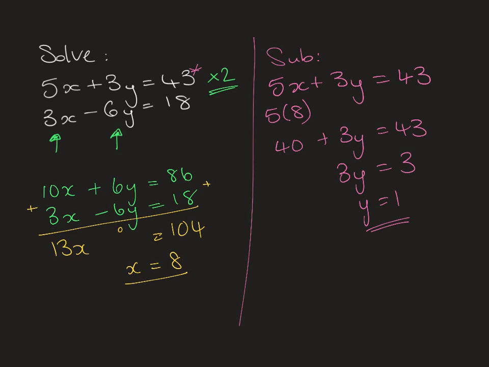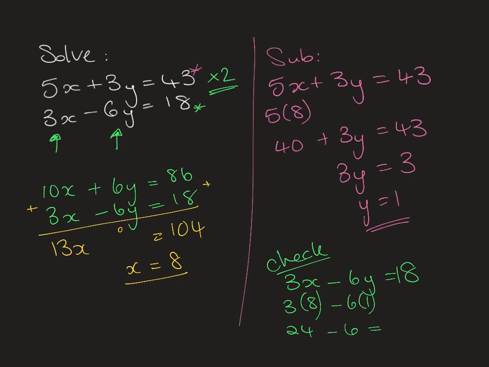The final step, as always, is to check our answer using the other equation, the one we haven't used. 3x take away 6y is equal to 18. 3 times 8 is 24. 6 times 1 is 6. And 24 take away 6 is 18. So we know we've got it right.